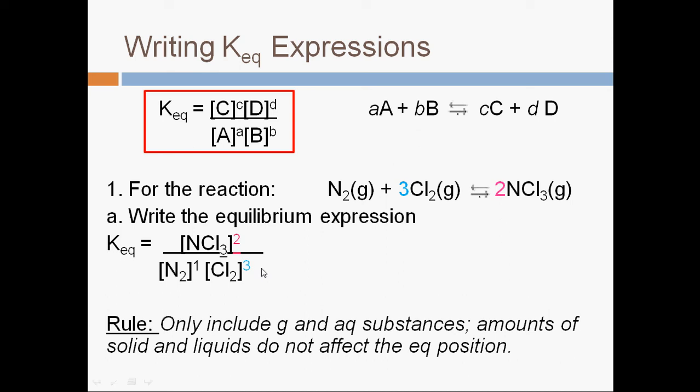Now in the denominator I do the same thing but with my reactants. So my first substance is N2. There's no coefficient on that, so it has an exponent of 1. And then my next reactant is Cl2 with a coefficient of 3, so I'll take the concentration of Cl2 and raise it to the power of 3. Now I included all of these because they're all gases. If any of them had been a solid or a liquid, I would have just slashed them out, not even counted them. All right.